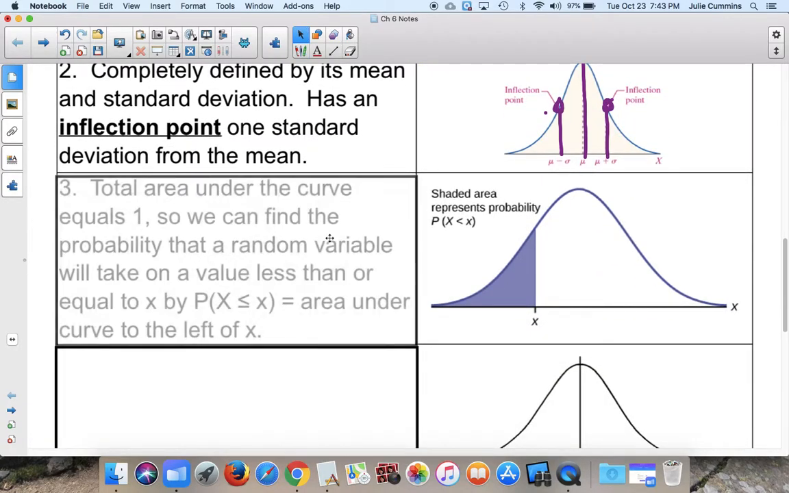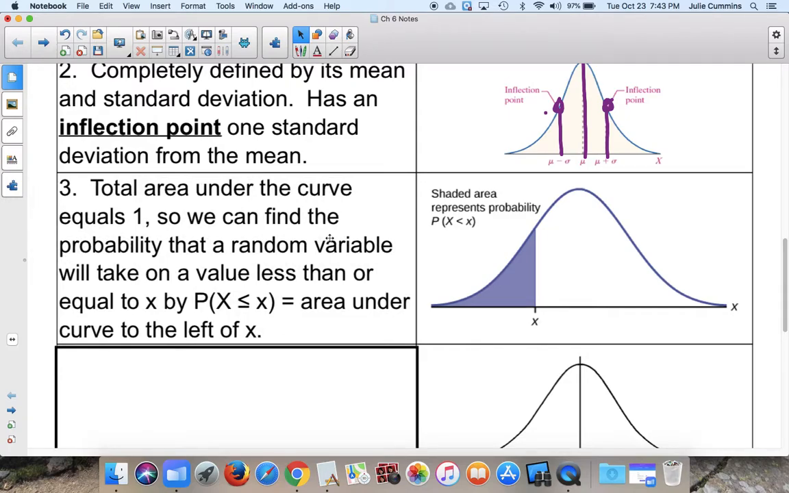Our third property is that the total area under the curve equals 1. So we can find the probability that we land at a certain location in this, okay, by taking the probability that whatever variable we're looking for is less than a particular value. So that's the area under the curve to the left. That's going to be really big for us, but by finding the area under the curve, that gives us the probability that we land at that certain spot.